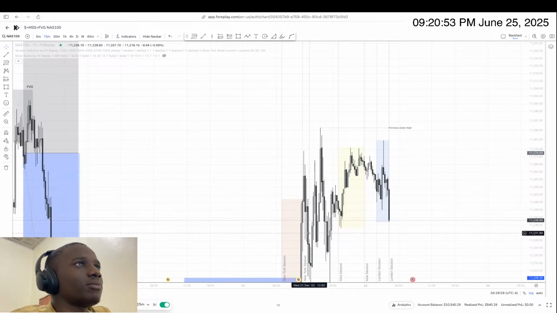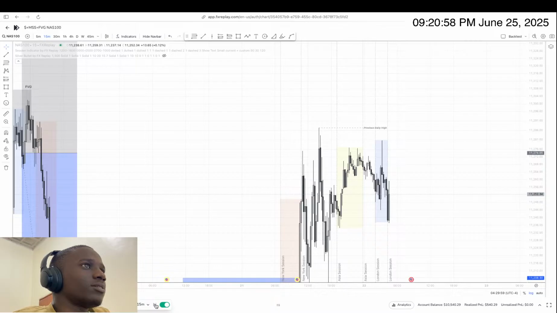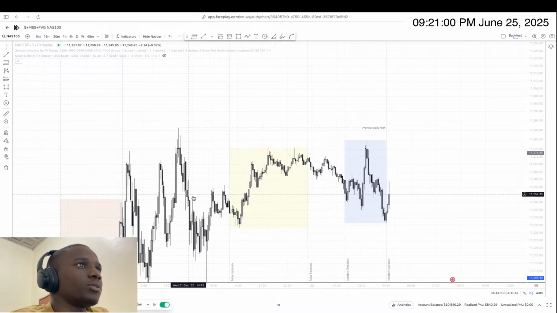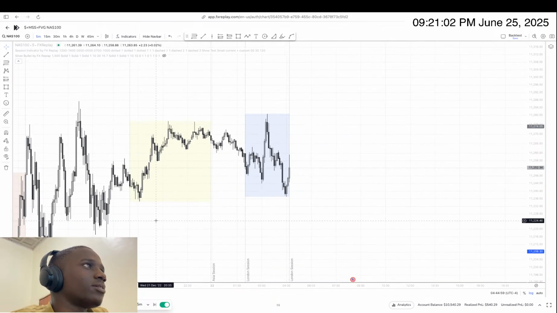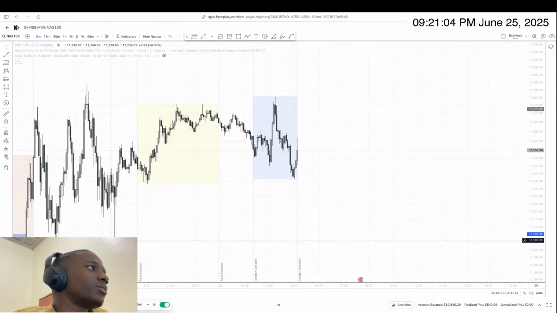Is it any clearer? But we can see that we took out this high, so we have a clean shift in structure. We get a huge push to the upside. Maybe we're targeting this low, but I think these lows are really good liquidity. So before maybe the day goes on, London will take them out.